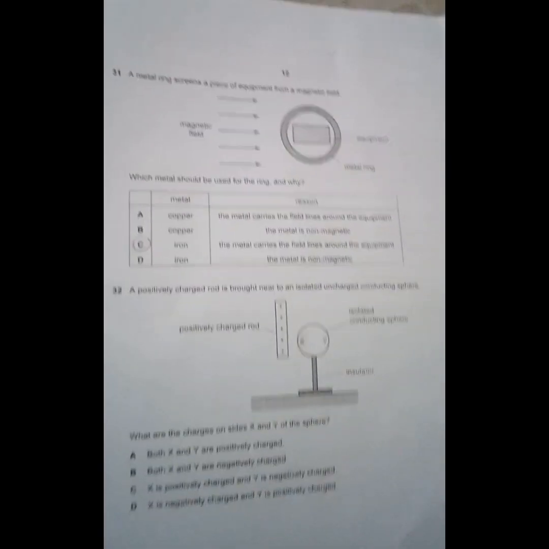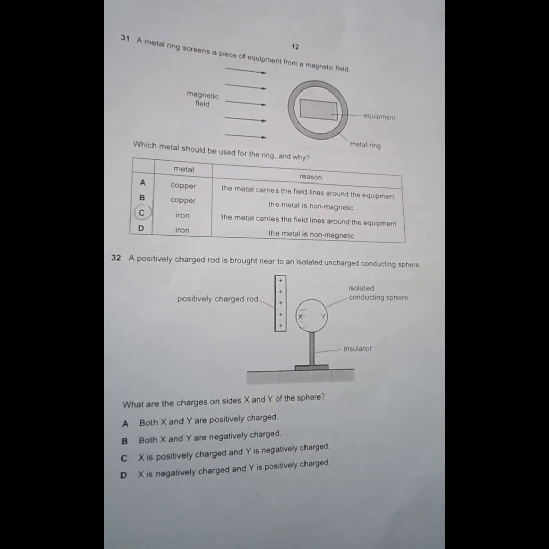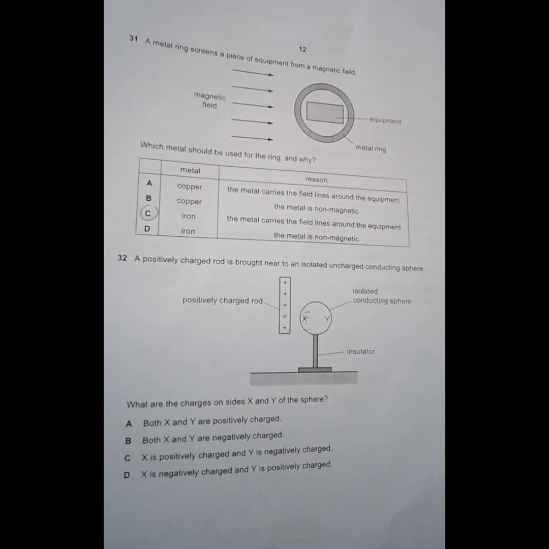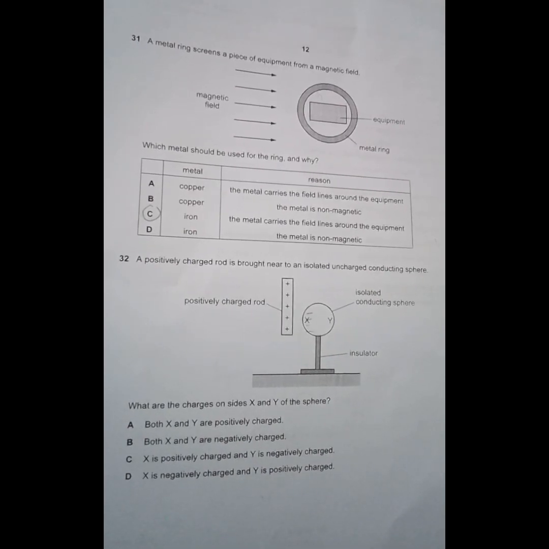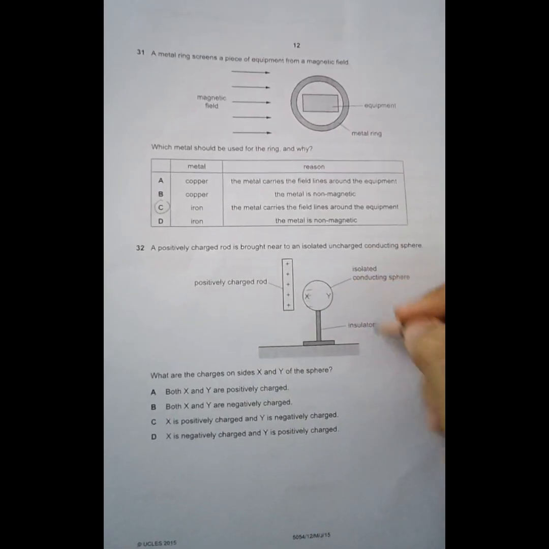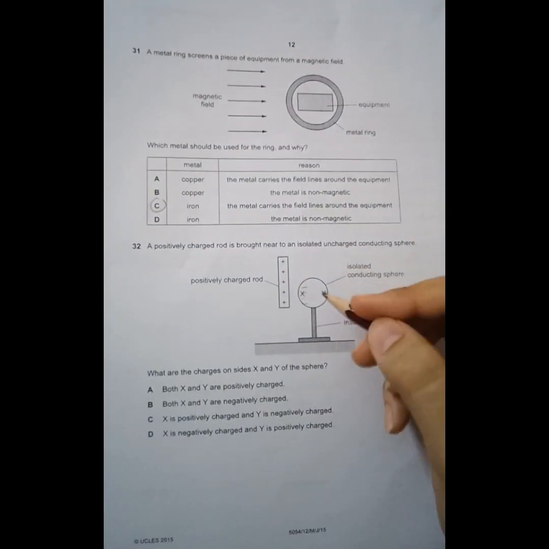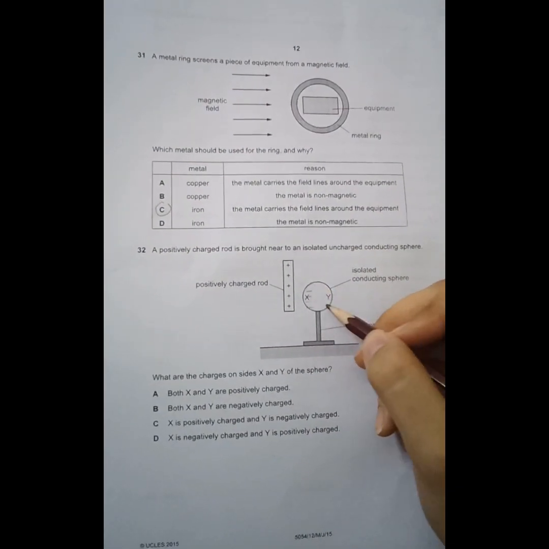A positively charged rod is brought near to an isolated, uncharged conducting sphere. What are the charges on sides X and Y of the sphere? Since it is not earthed, there is not going to be any flow of charges. So the flow of charges is going to be restricted to this sphere only.